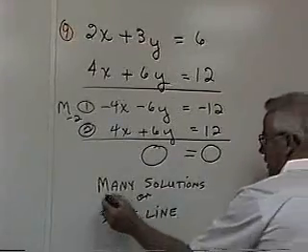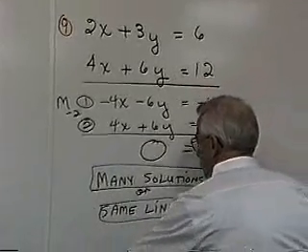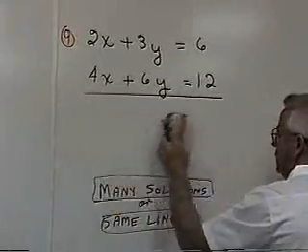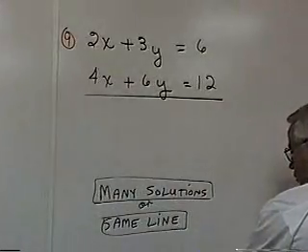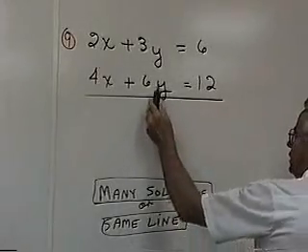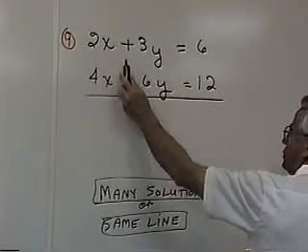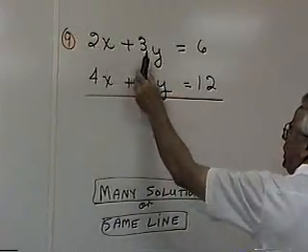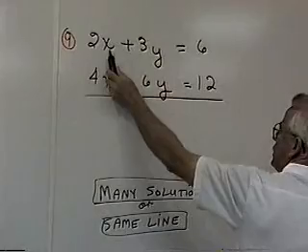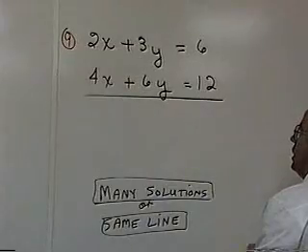Now, what I want you to understand is why there's many solutions and why we call it the same line. Let's go back and look at the original equations. When you get all zeros, everything drops out. What that says is any set of numbers up here that will work here will work here. For instance, if I put a 3 here and a 0 here, that works. If I put a 0, 2, that works. Other combinations would be what?